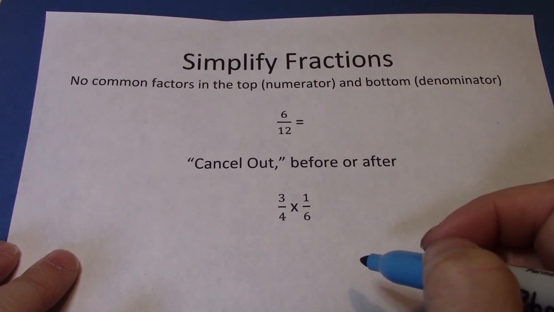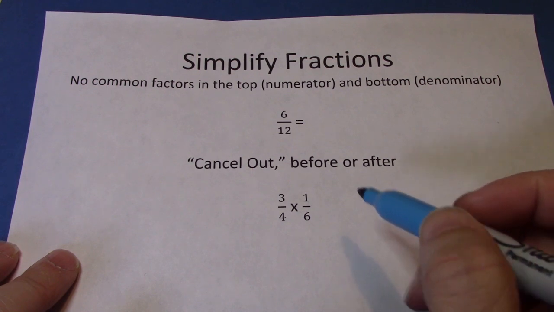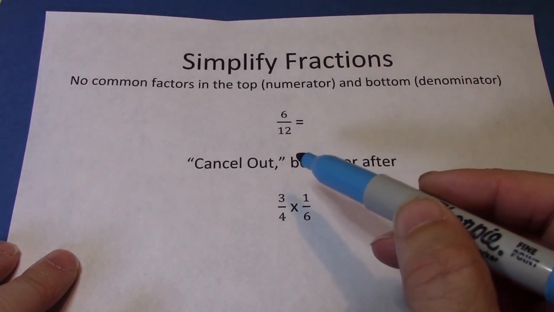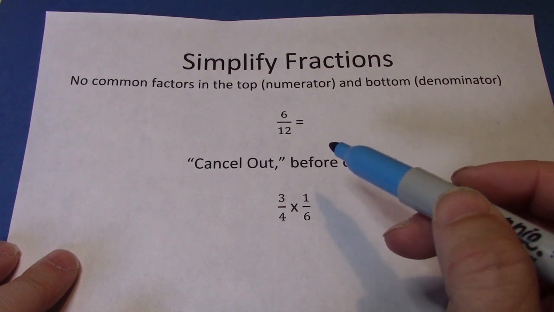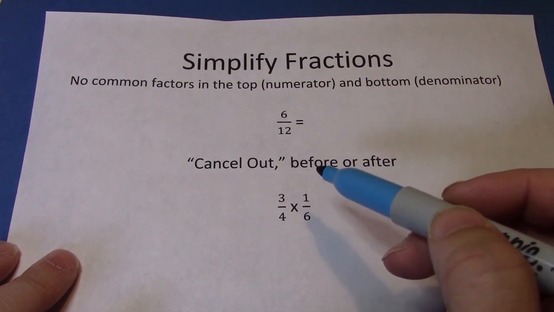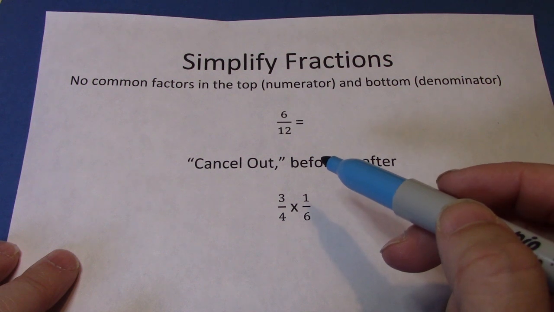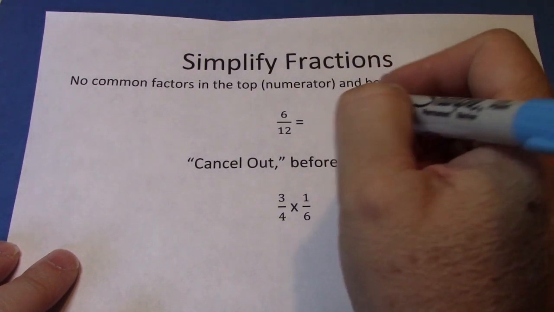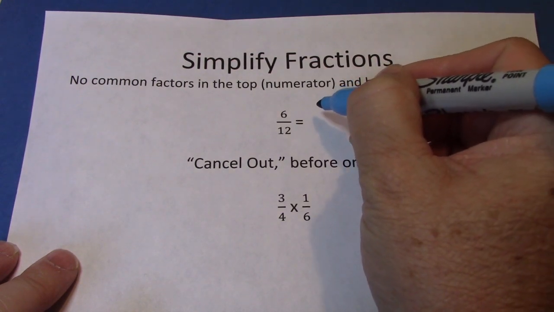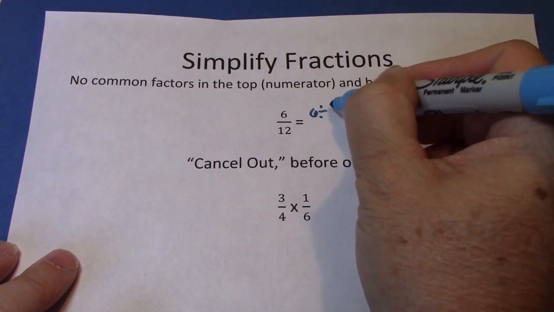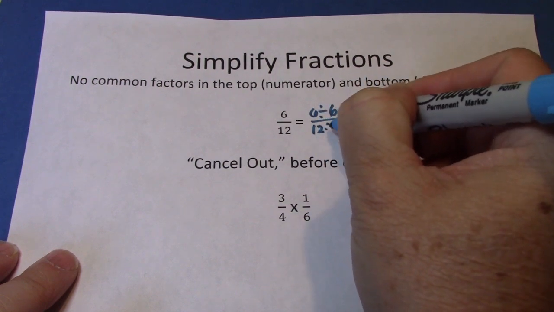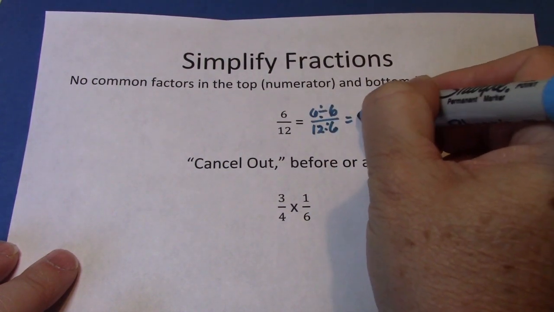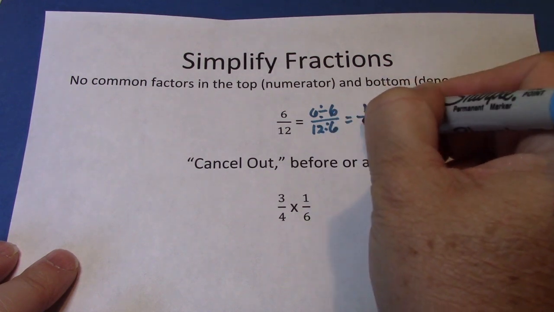There's 2 ways to do it. We can notice, first of all, that there's a factor of 6 in both the top and the bottom. And we can start by dividing the top and the bottom by 6. And remember, with fractions, this is important. As long as you do the same thing to the top and the bottom, you only change the format, you don't change the value. So let's first start by dividing the top and the bottom by 6. 6 divided by 6 is 1. 12 divided by 6 is 2.